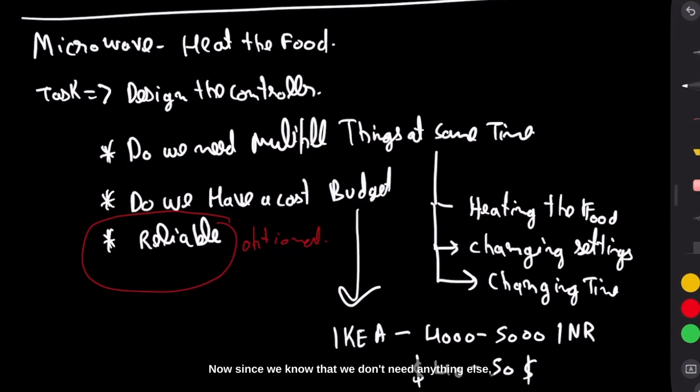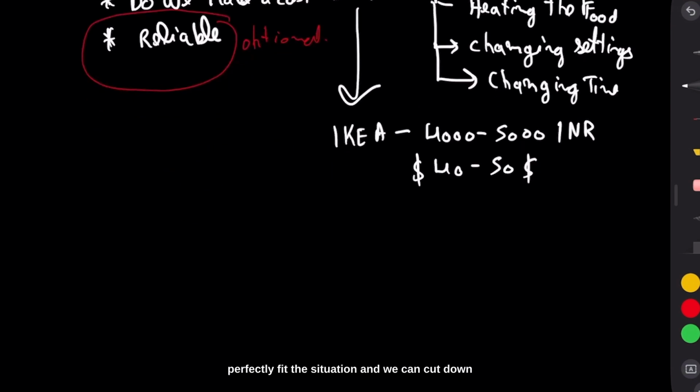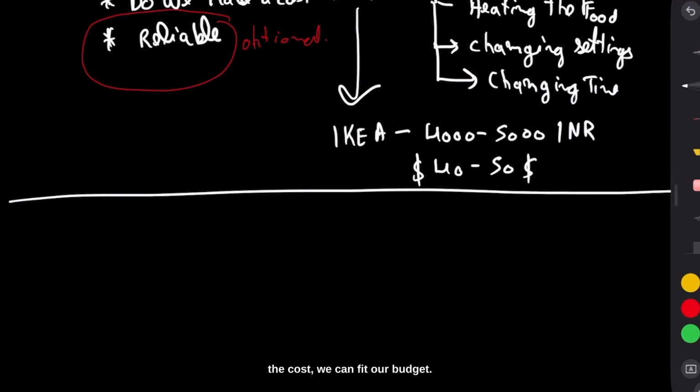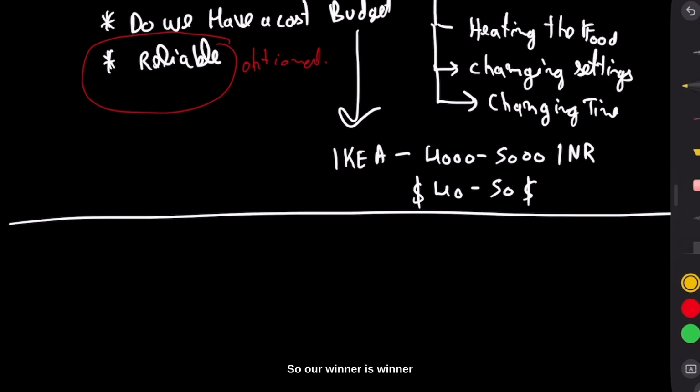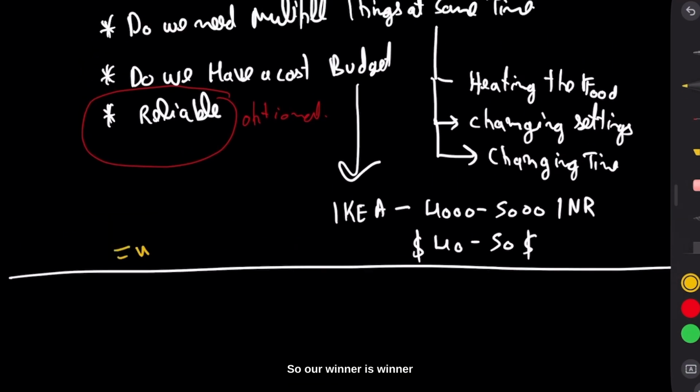Now, since we know that we don't need anything else, we know that this thing is what we want. Our task is solved. Okay, we know that this is what is going to perfectly fit the situation, and we can cut down the cost. We can fit our budget. Everything works very perfectly. So our winner is basically, of course, microcontroller.